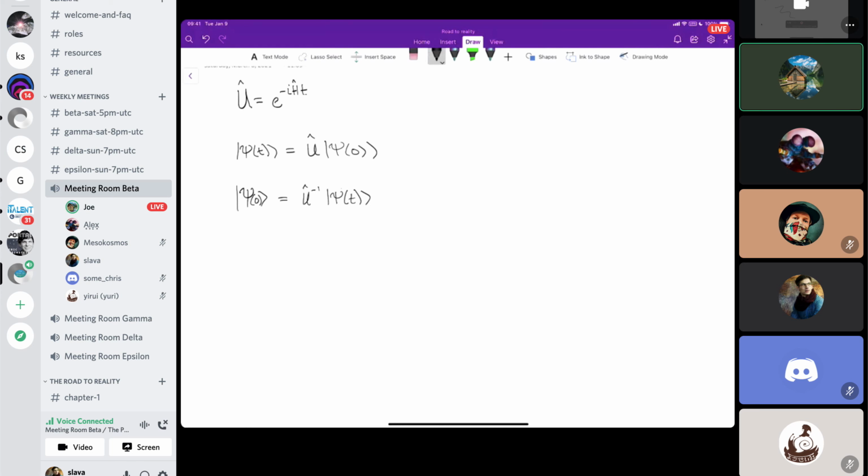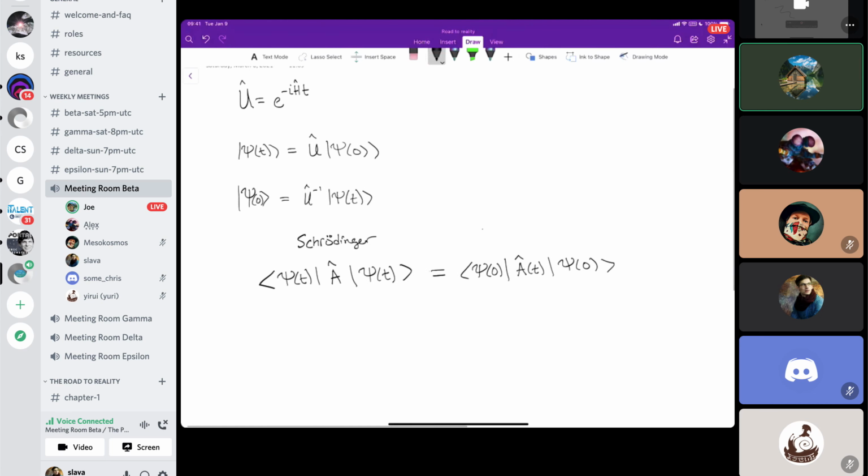So what we want to show is that the bra psi of t, A, ket psi of t, is equal to the bra psi of 0, A of t, ket psi of 0. And just to be very explicit, this is Schrodinger, and this is Heisenberg.